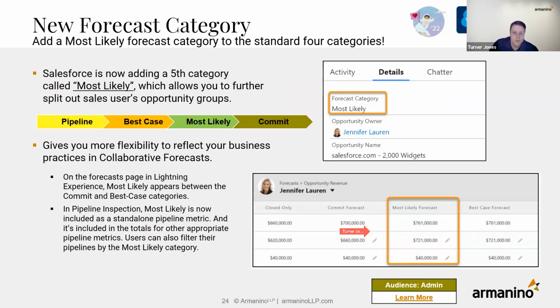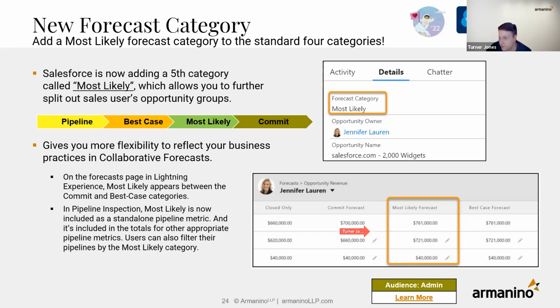All right, so the next functionality that we're going to talk about is a new forecast category. Salesforce has added a fifth category called most likely. Before it was just pipeline, best case, commit, and then closed won. And we've added a new one that is most likely.